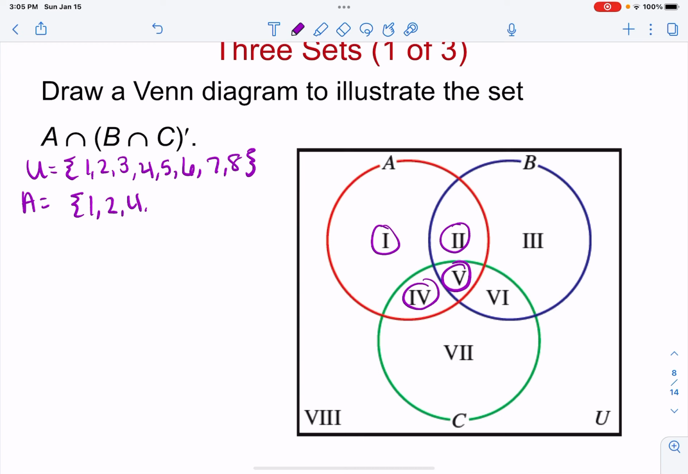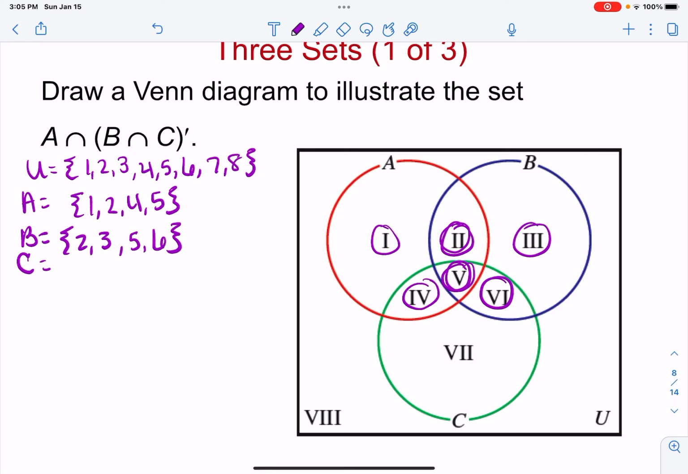1, 2, 4, and 5. Set B has 2, 3, 5, and 6 in it. Set C has 4, 5, 6, and 7 in it.